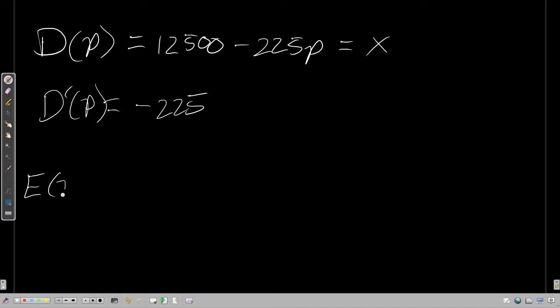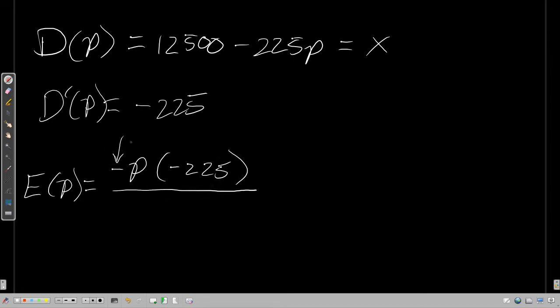Then E of p would be minus p, don't forget that part, just write it down first, times d prime of p, minus 225. Notice how my negatives are canceling. This is happening because we put this negative here, forcing E of p to always be a positive number. I've seen it in books where they don't do that, and they just leave it negative. So be prepared to encounter that one day. You cannot do this cancellation. Don't do that. Please don't do that. You're in calculus now. You should be knowing that you can't make this cancellation like that.